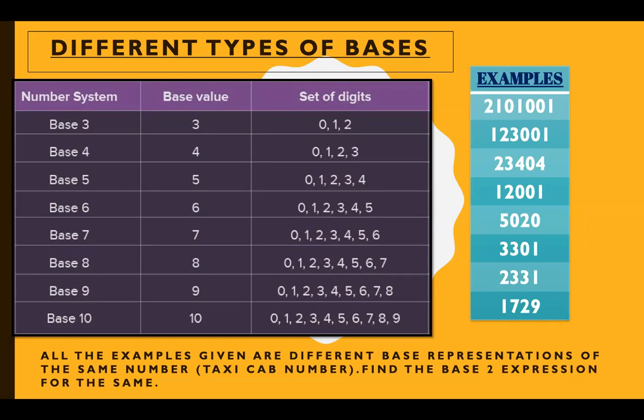So all these numbers, yes, that's the Hardy-Ramanujan number 1729, and these are all representations of that number in different bases. Like 1729 in base 3 becomes 2101001, and in base 4 it becomes 123001. We will show the conversion later, as we said, in the next class. Then we will show how you can convert from each base and get 1729 in base 10.